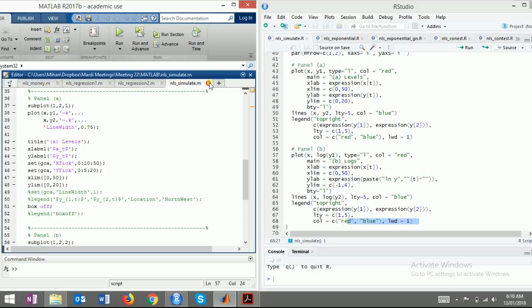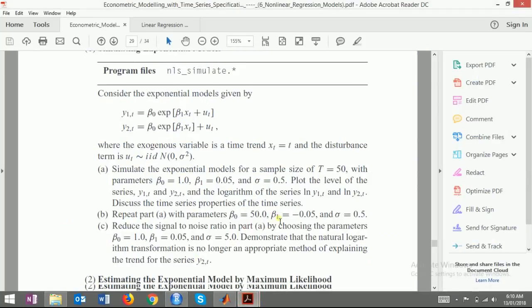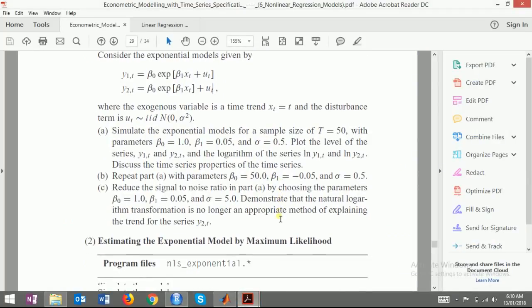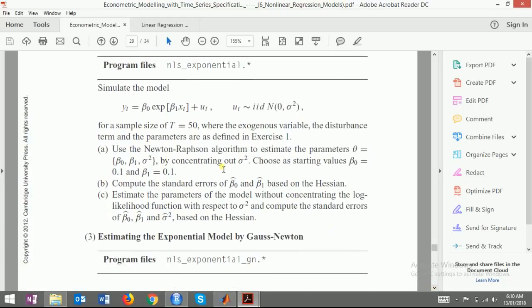We don't need to simulate anymore. Coming to the next problem, this is just graphical representation. Estimating the exponential model by maximum likelihood: simulate the model beta naught exponential of beta 1 xt plus ut for a sample of T equal to 50, with the exogenous variable, the disturbance term, and the parameters defined as in exercise 1. So the information is given.